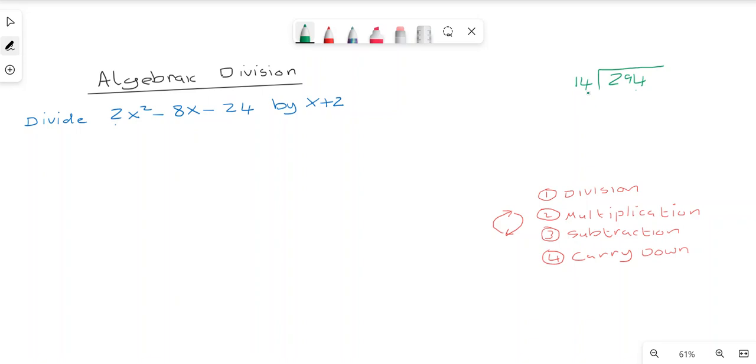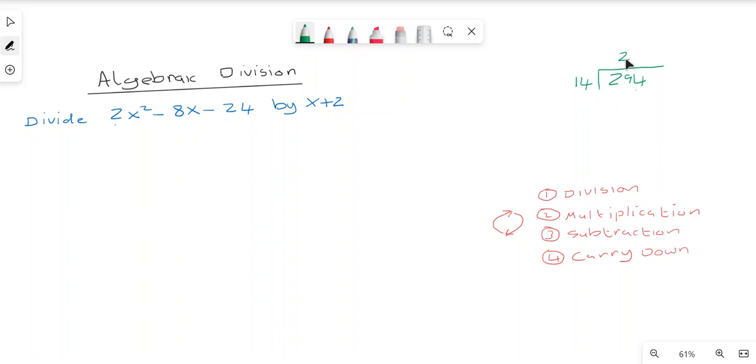The first step that we would carry out is the division step. So we take 294 and we divide, for example, 29 by 14. 29 divided by 14 will go in 2 times, like so. And so that's the first step. We have the division step: we take 29 and divide it by 14, and we put the answer up here.